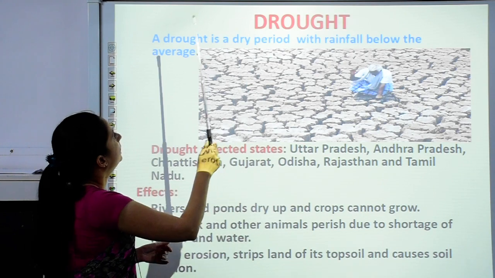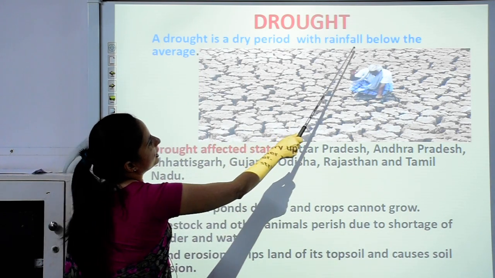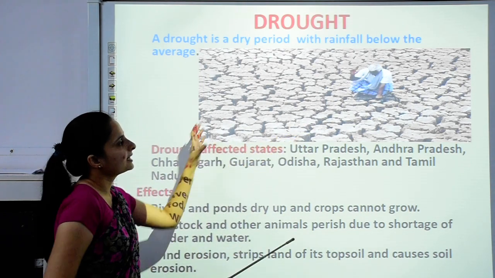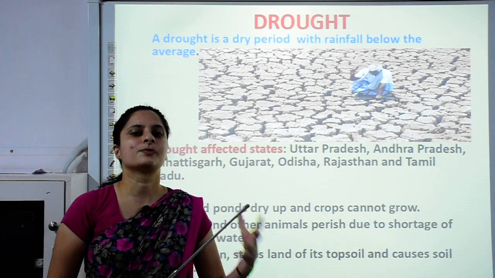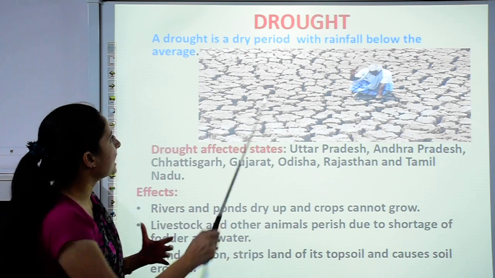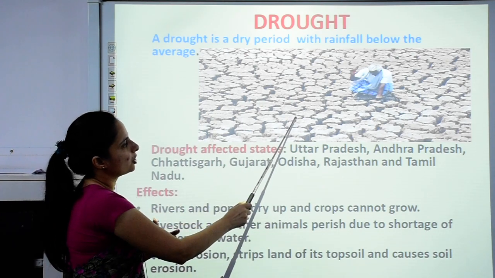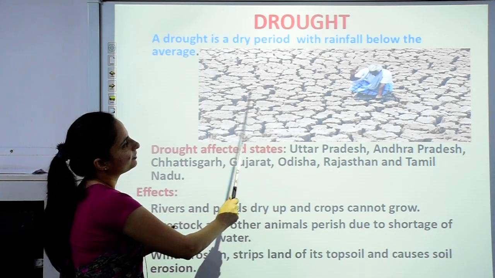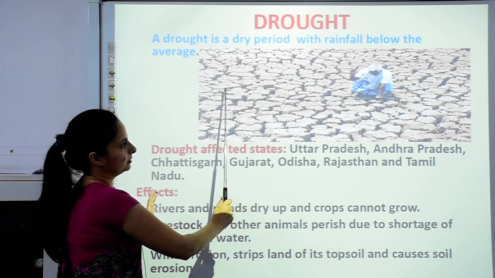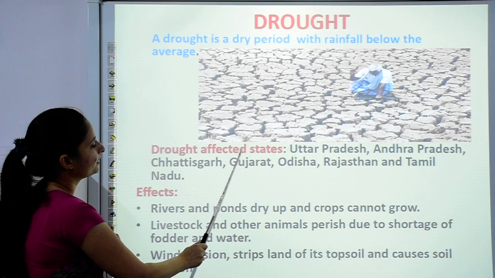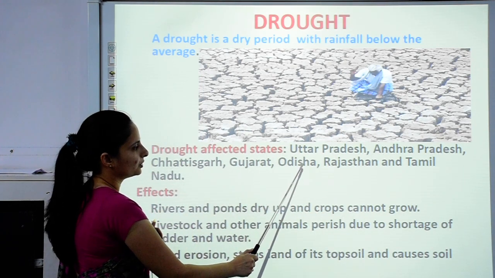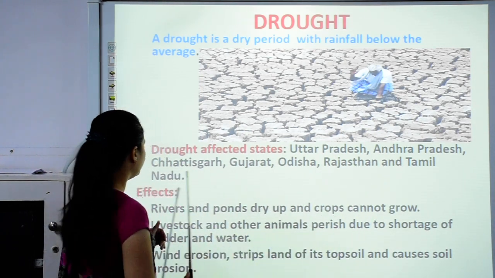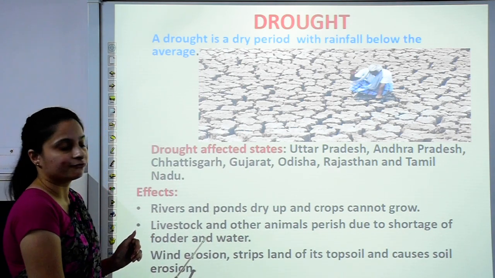Now drought. A drought is a dry period with rainfall below the average. This kind of situation occurs when the rainfall is very less or it is below an average. That leads to the condition called drought. You can see in the diagram everything is barren, very dry. Drought affected states are Uttar Pradesh, Andhra Pradesh, Chhattisgarh, Gujarat, Odisha, Rajasthan and Tamil Nadu.